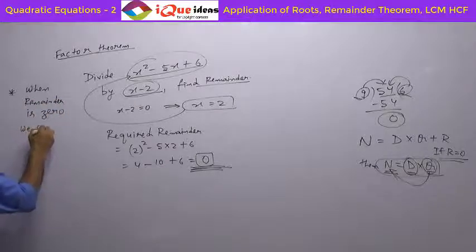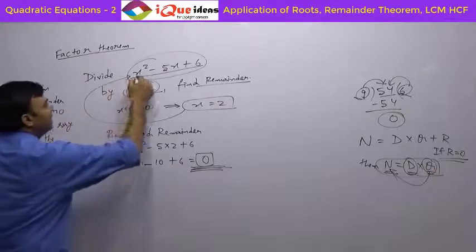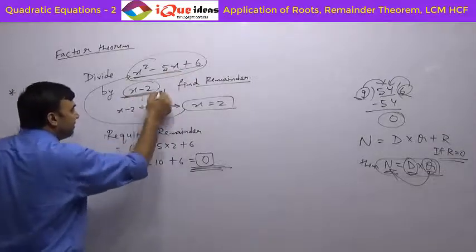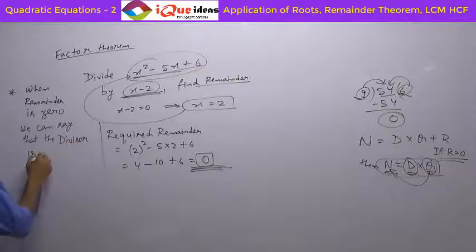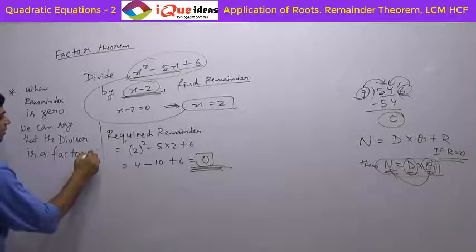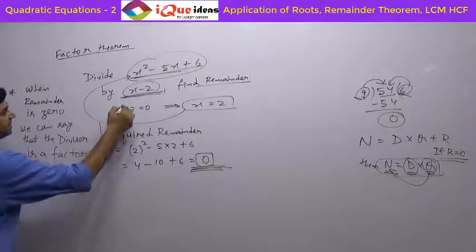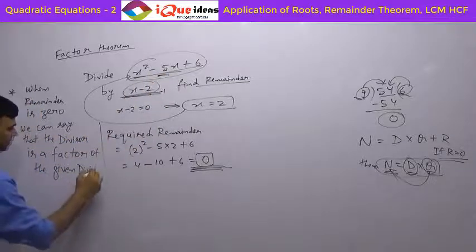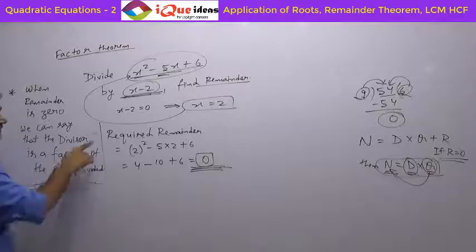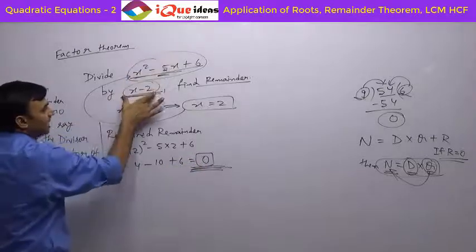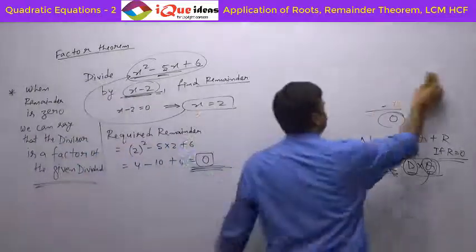So when the remainder is 0, we can say that the dividend is divisible by this divisor, or the divisor is a factor of the given dividend. Alright, so the divisor is this one and this is the dividend. Right? So this is the factor theorem. What does the factor theorem say? If the remainder is 0, that means this x minus 2, or this divisor, is a factor of this given expression. Okay, let's take a couple of questions on them.